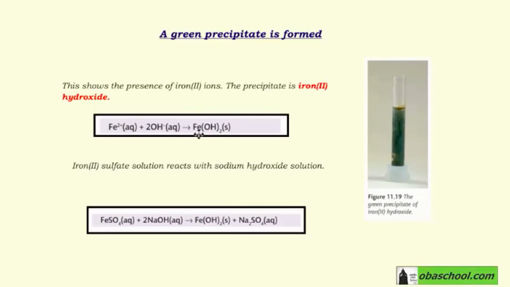These two equations must be studied very well. So they show the reaction between iron sulfate and sodium hydroxide, which gave ferrous hydroxide precipitate having a green color.